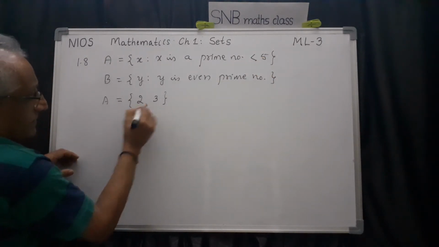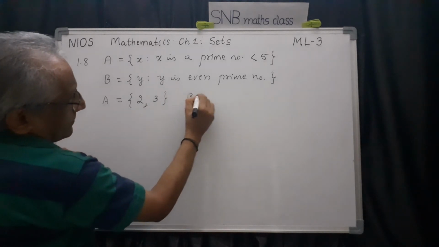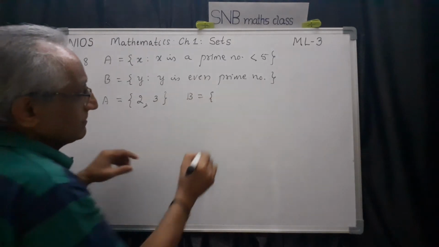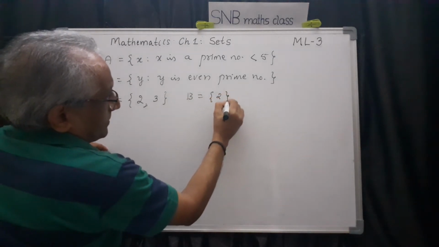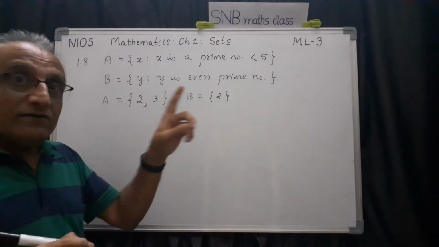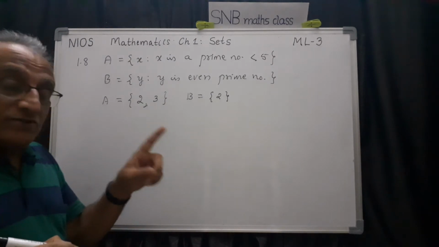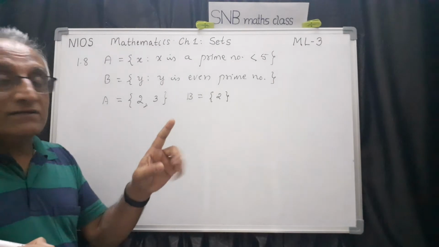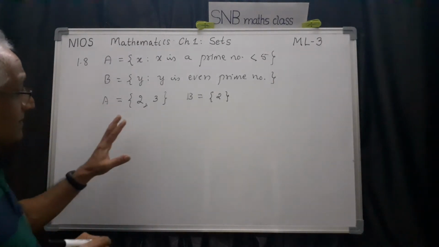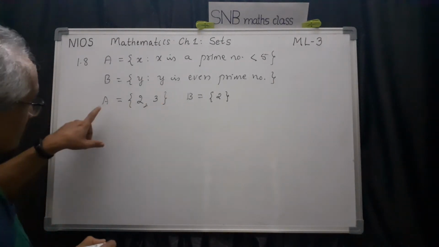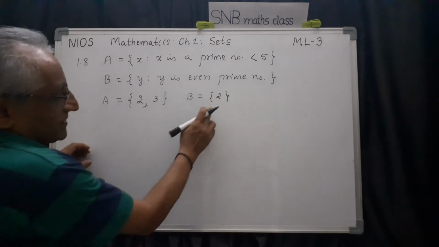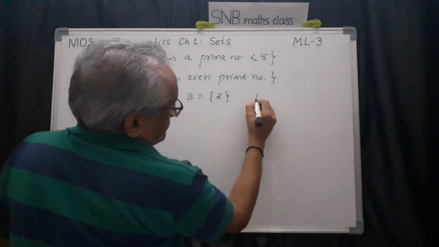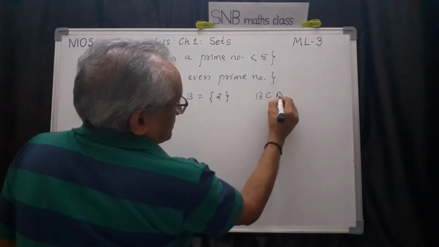Then B is now even prime number. Why such that y is even prime number? Means it is 2 only. So this is the only element. And another interesting thing which you have to remember, 2 is the only even prime number. No other prime number can be even. Now the question here is whether this is a proper subset of this. Definitely, because this contains 2, whereas this contains one more element. So yes, B is a proper subset of A.